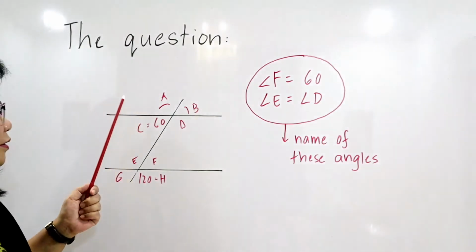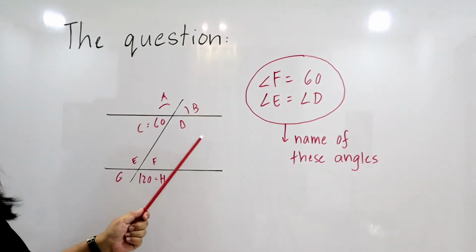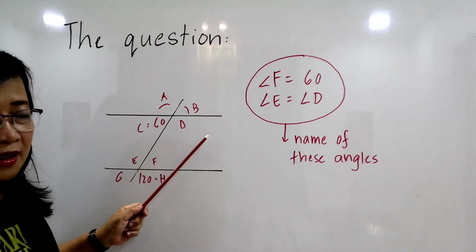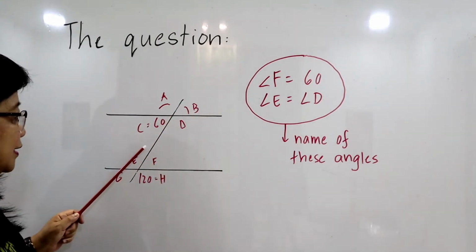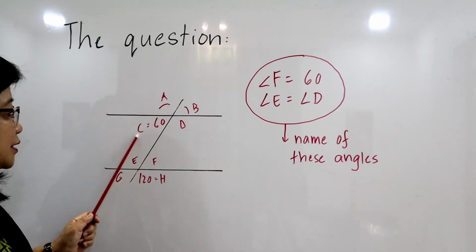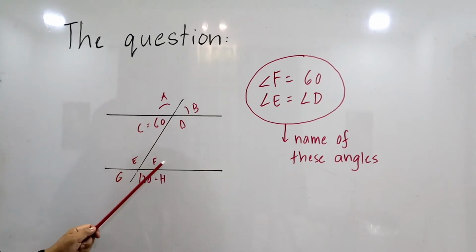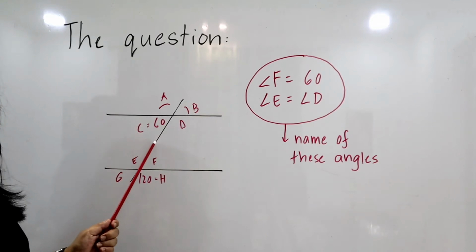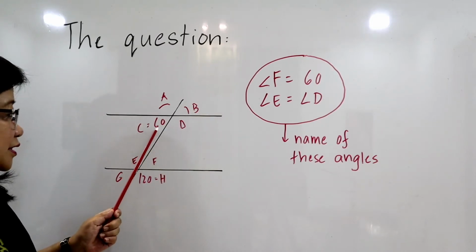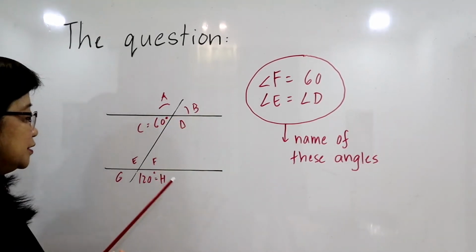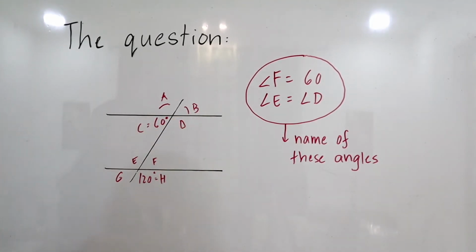The question: two parallel lines intersecting a transversal line. We have the angle A, angle B, angle C, angle D, angle E, angle F, angle G, and angle H. Now here, we have the given angle C, which is equal to 60 degrees, and angle H, which is equal to 120 degrees.